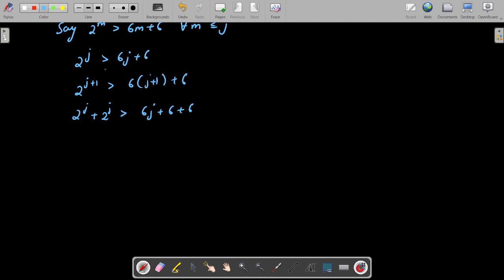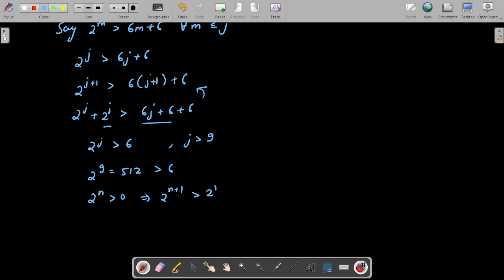So we already know from the inductive hypothesis that 2 to the power j is greater than 6j plus 6. So if we can prove that 2 to the power j is greater than 6, then we can add 2 to the power j to the left hand side, 6j plus 6 to the right hand side to get the required inductive step, right? So also this is for j greater than 9. We already know that 2 to the power 9 is equal to 512, which is greater than 6, and also we know that 2 to the power n is greater than 0, which implies 2 to the power n plus 1 is greater than 2n.